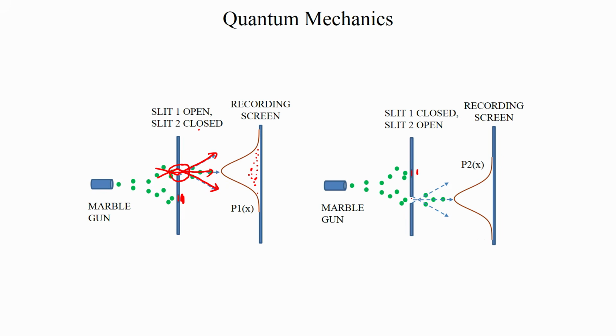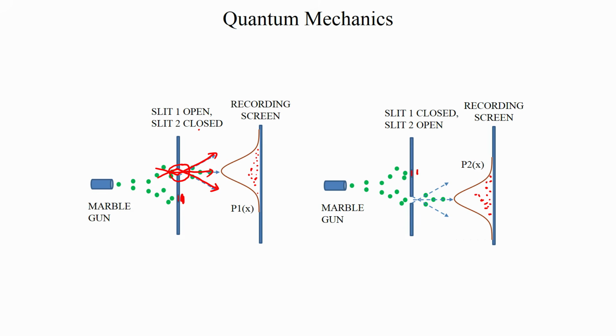Instead, the marbles are now going to enter this barrier through slit 2 and they are going to impact the screen in this manner. You will find a lot of marbles impacting here and very few in the other regions. So, you have some kind of a profile like this.